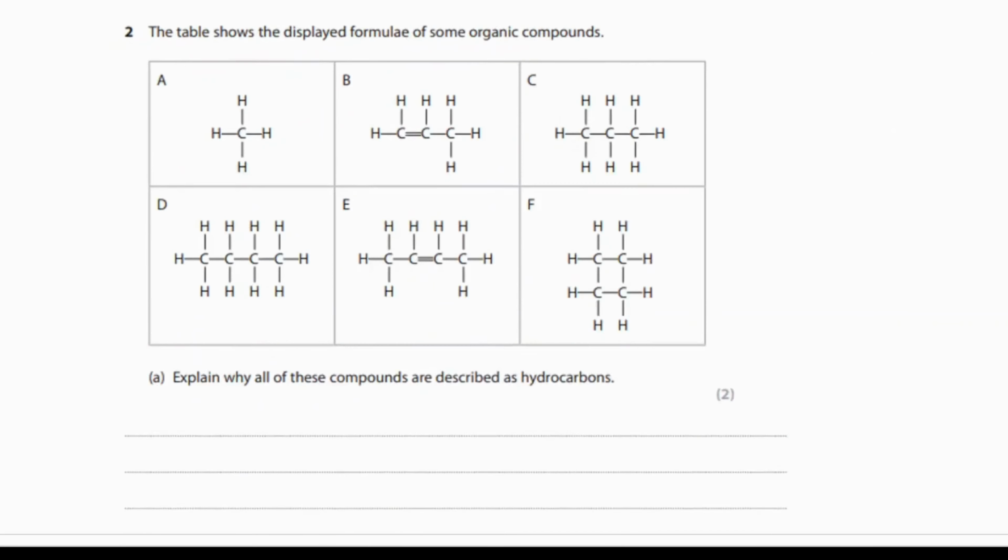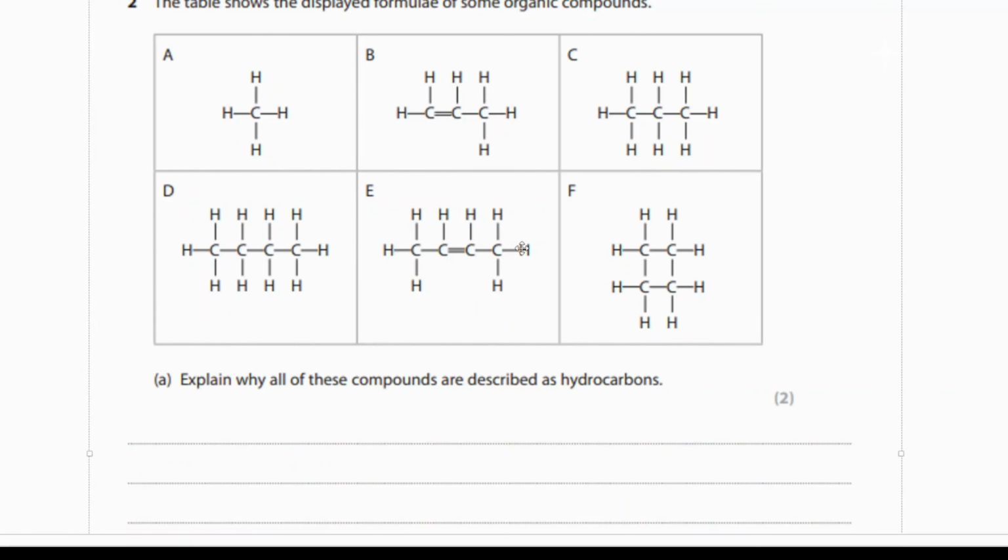Okay, this also includes the previous knowledge as well, and the empirical formula as well. Question number two: the table shows displayed formulas of some organic compounds, one, two, three, four, whatever. Explain why these compounds are described as hydrocarbons.